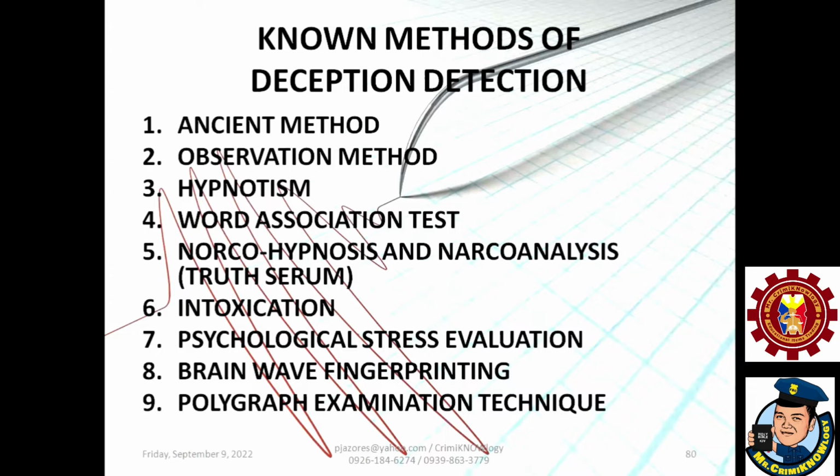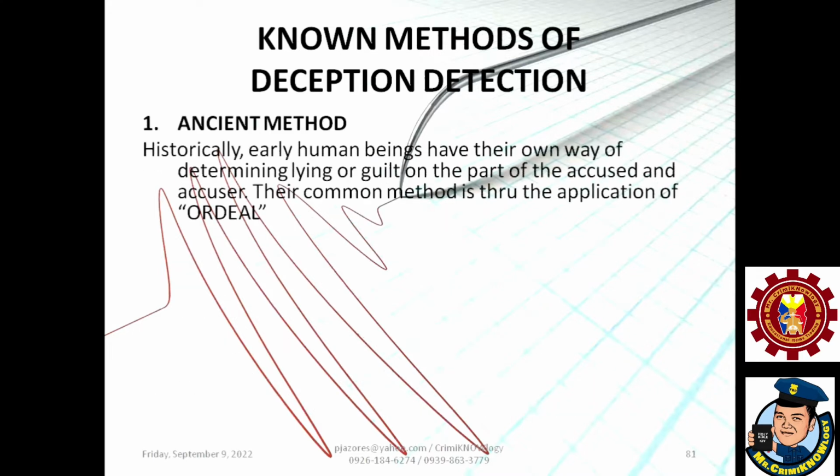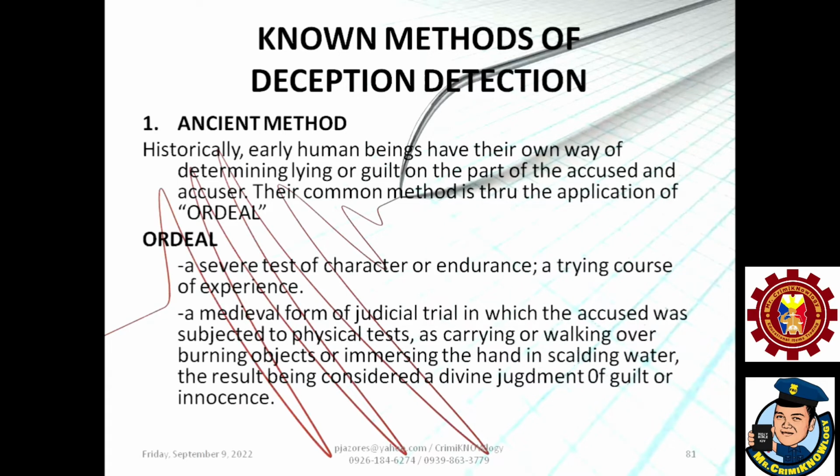Let's have the overview on how they conduct it one by one. First, let's have the ancient method. Historically, early human beings had their own way of determining lying or the guilt on the part of the accused and the accuser. Their common method is through the application of the ordeal. Ordeal, here we conduct it by giving severe tests of character or endurance.